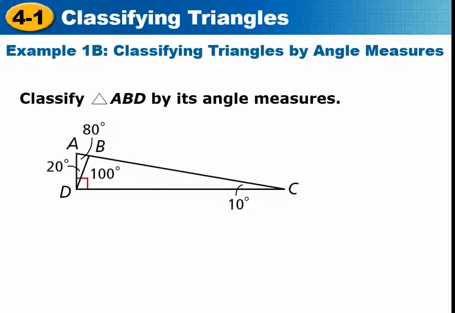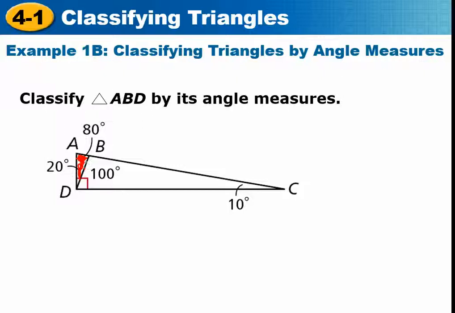Okay, now this is the same picture, but now we're going to classify ABD, which is this little tiny one. See the little tiny triangle? So the little tiny triangle has an 80-degree angle and a 20-degree angle.